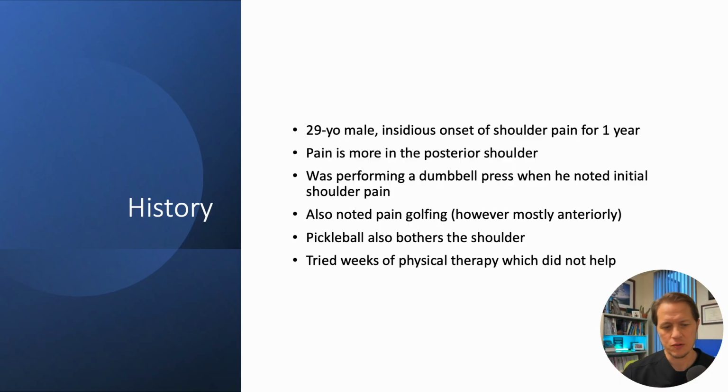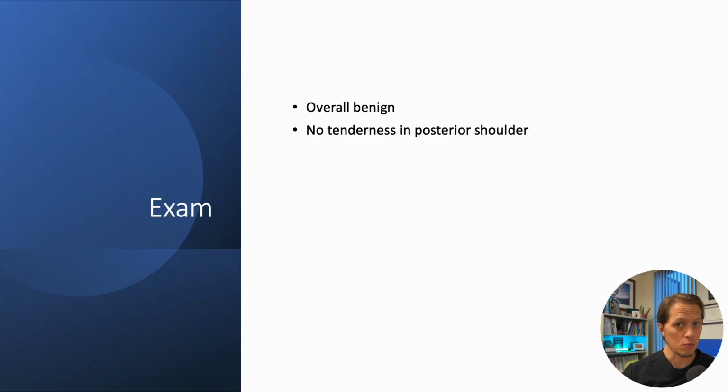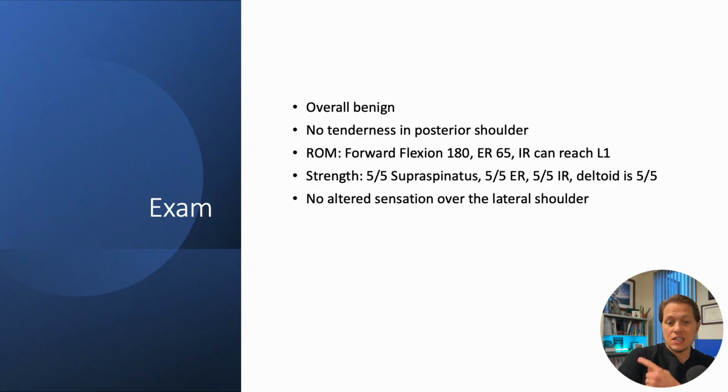Tried some therapy. Of course, it didn't help, so ended up in our world. Physical exam was actually very normal. That's a key point here. No real tenderness when you're palpating the back of that shoulder. Couldn't really find anything. Range of motion, strength, just leave it at that. It's normal. No altered sensation in the lateral shoulder.